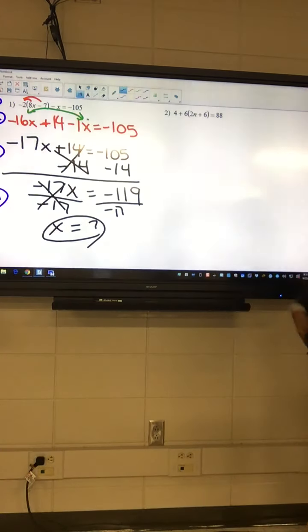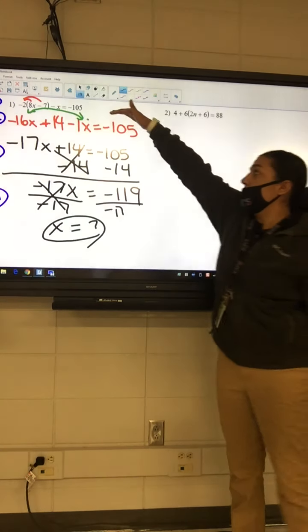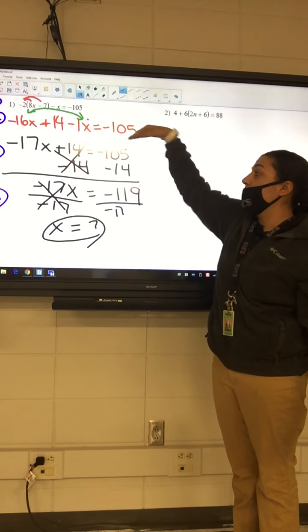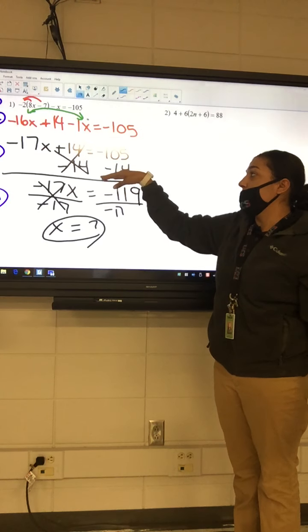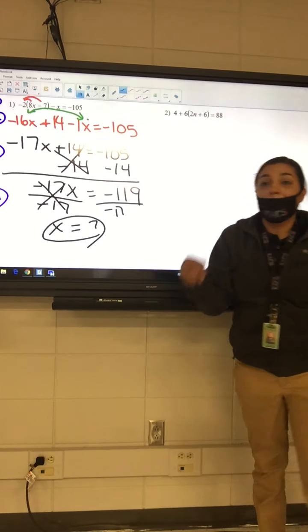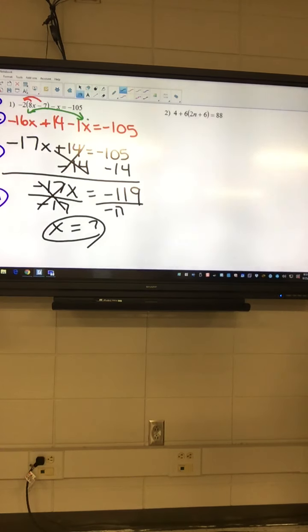Okay, so if we were to re-look at this, every time I write, we have a different step. We distributed, that's step 1. We combine our like terms, that's step 2. Step 3 is going to add or subtract. In this case, it was subtract. And our last step is going to be to divide. Those are going to be your steps every single time today.